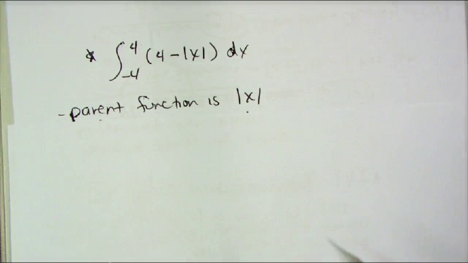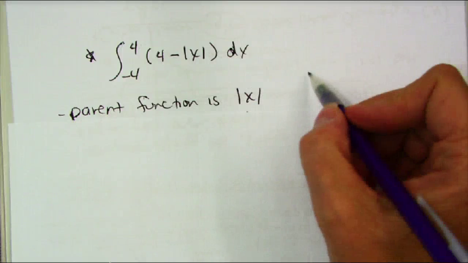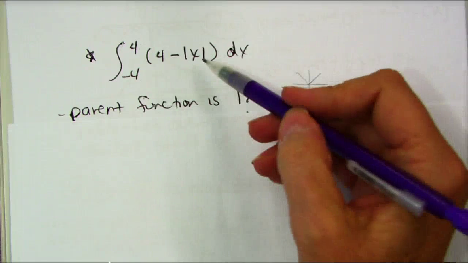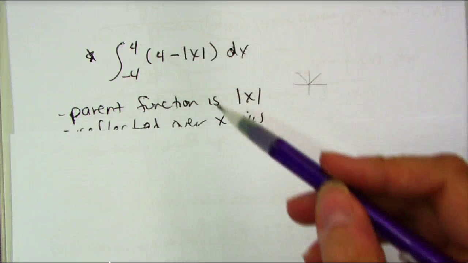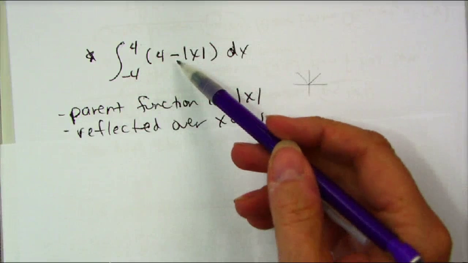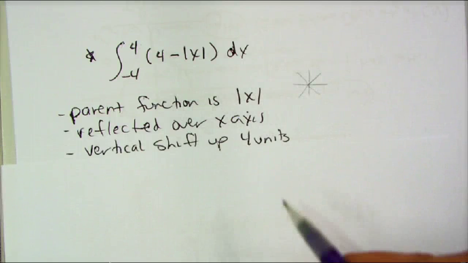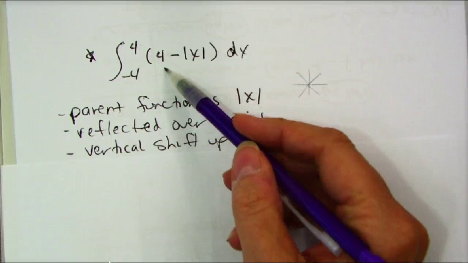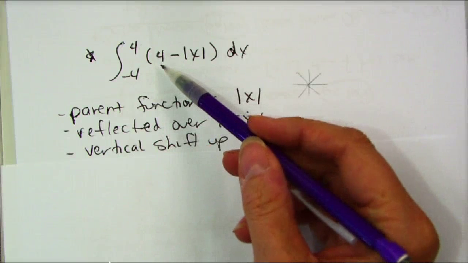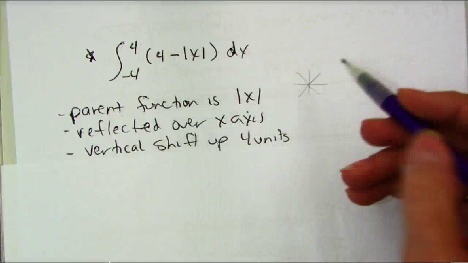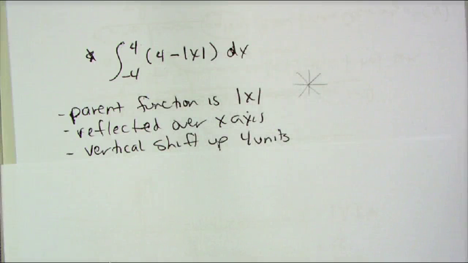The parent function is your absolute value of x. Remember, it looks like this. It's your V. So that takes care of this piece. What's that negative? The negative means reflected over the x-axis, means it's upside down. And then a vertical shift up 4 units. That's on the outside of the function. Outside of the function is vertical and it's intuitive. It's what you think. Vertical shift up 4 units.